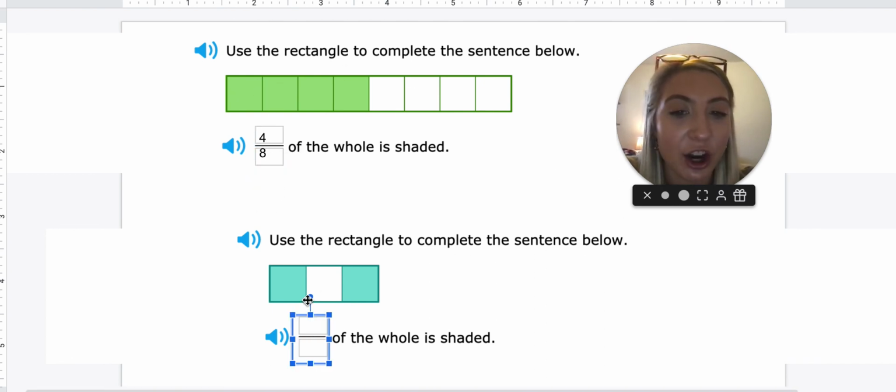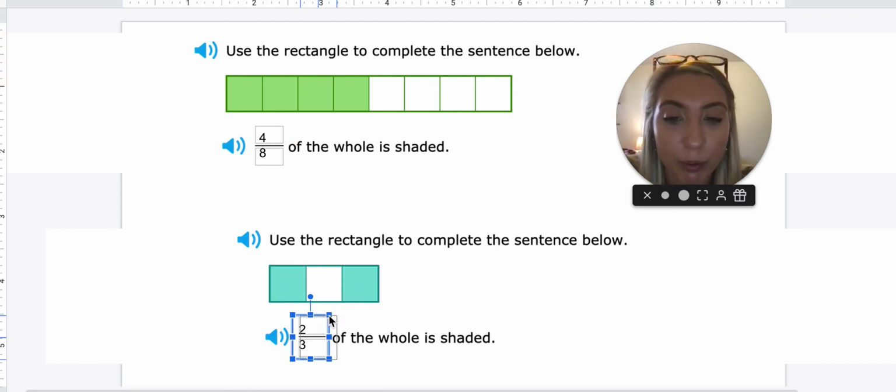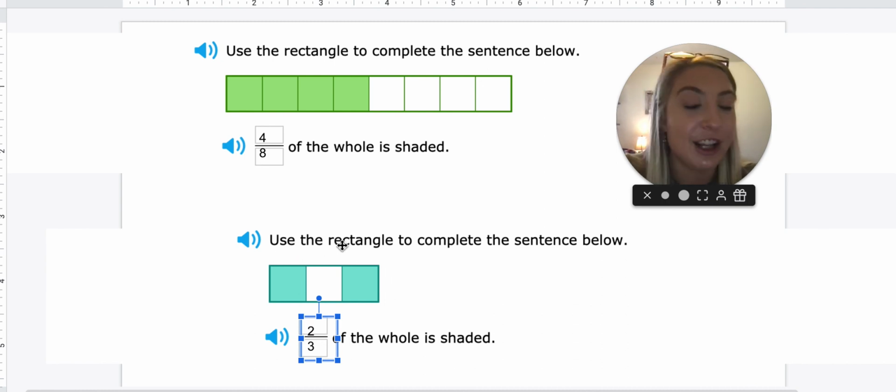Same down here, how much of the whole is shaded? We have 1, 2 shaded parts out of how many total? 1, 2, 3 total equal parts. So 2 equal parts out of 3 equal parts are shaded. Remember to take your time as we go through our fractions, and we will continue this tomorrow.